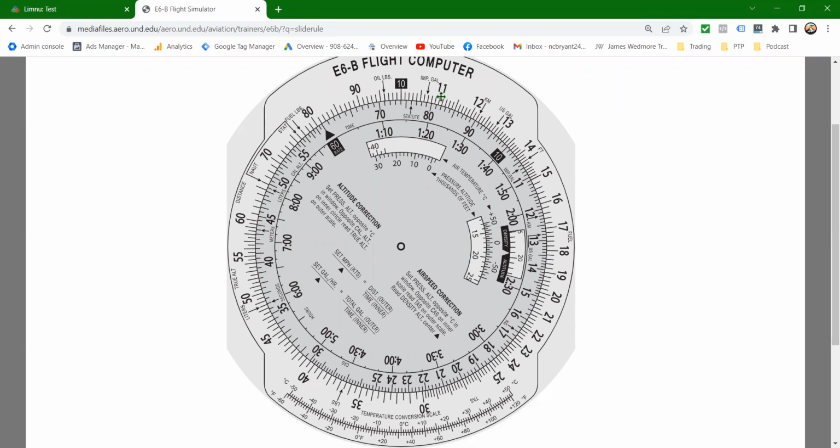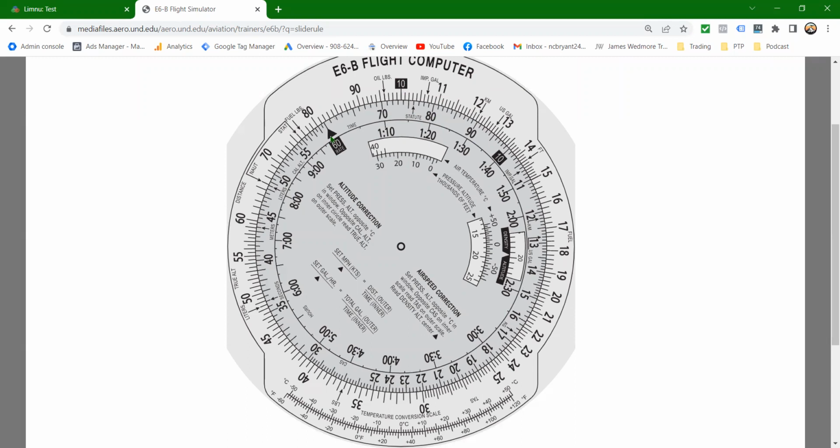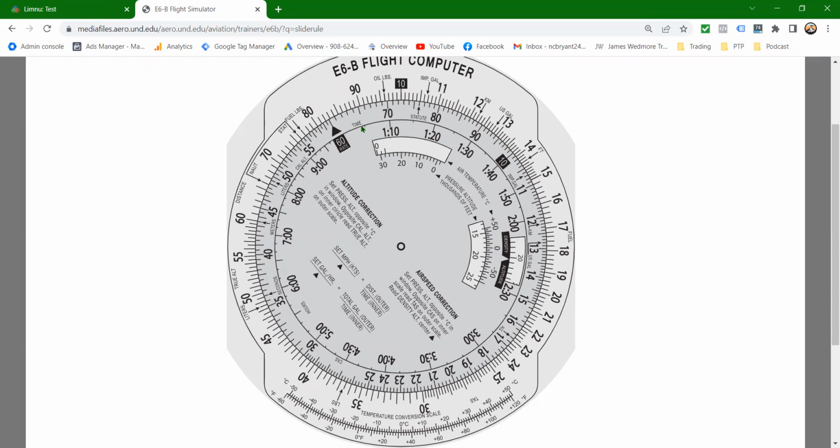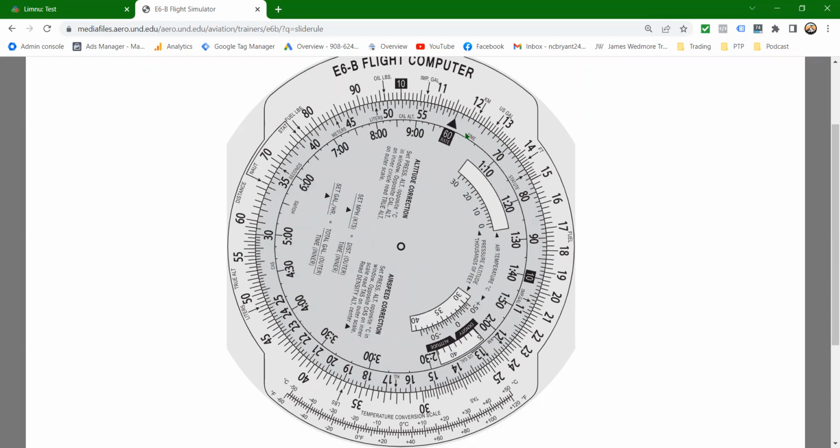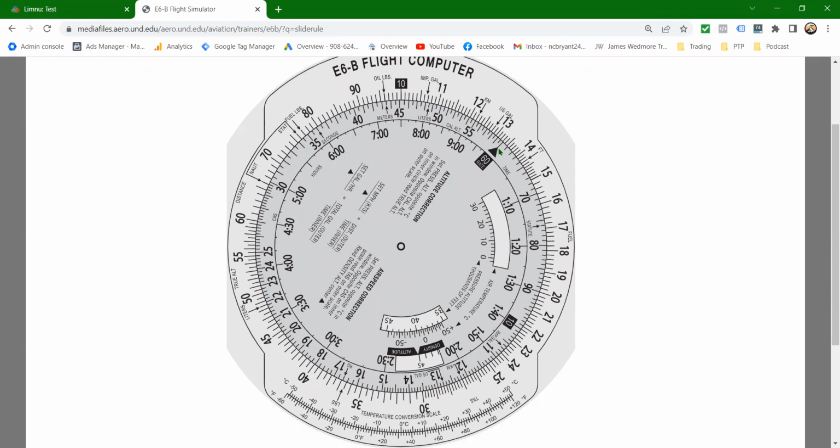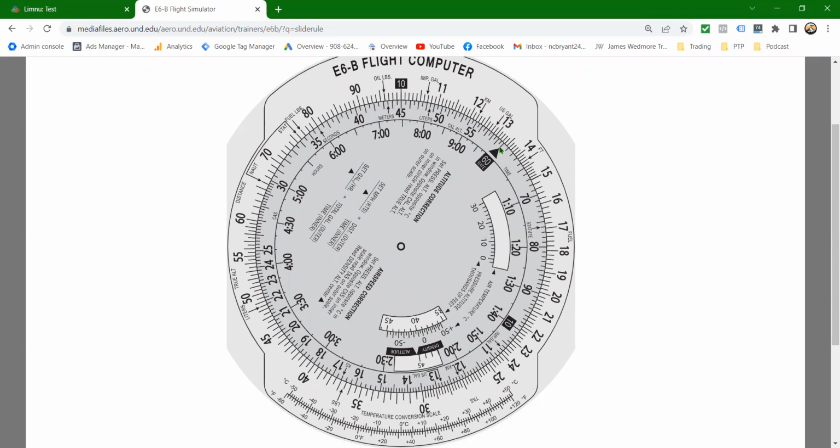So 100, 110, 120, 130, 140. When we're looking for 133, it's going to be right after this 13, and it's going to be 3 notches after it, because each notch is a knot. So we line up this triangle with the 3rd notch after 13.